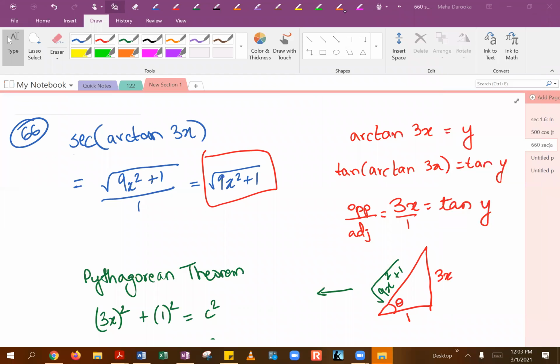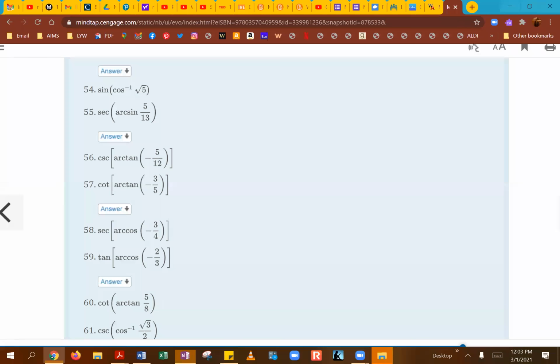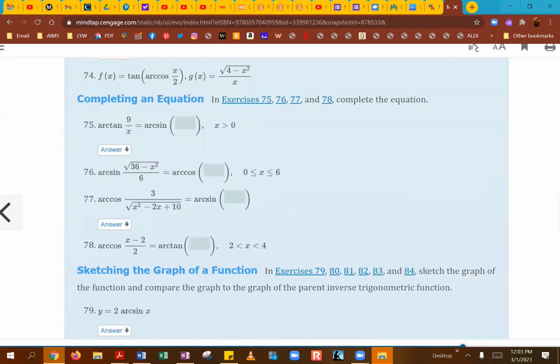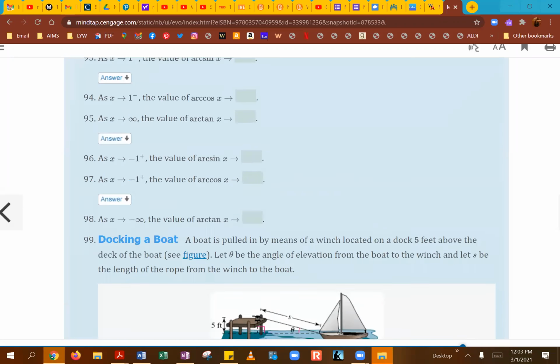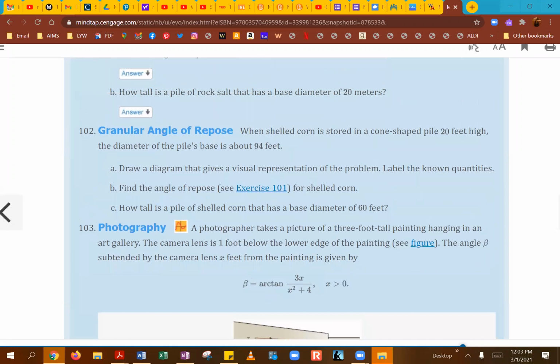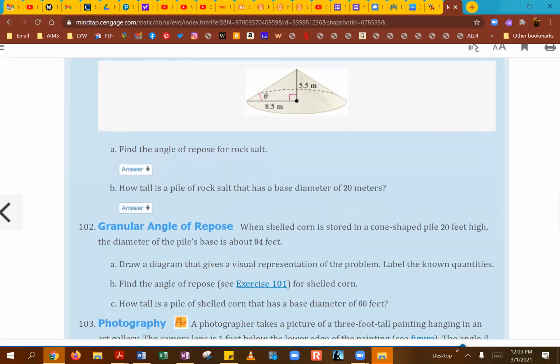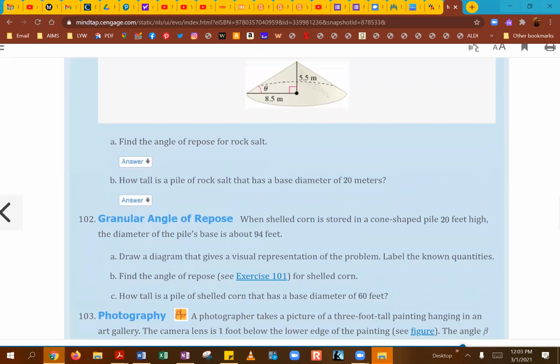Okay. And then I had one more example for us to look at, which I believe should be application number 102. Let's take a look at that one. We will actually need this image from the previous example, but of course our numbers will be slightly different. So we're looking at number 102 over here. This one is talking about granular angle of repose.